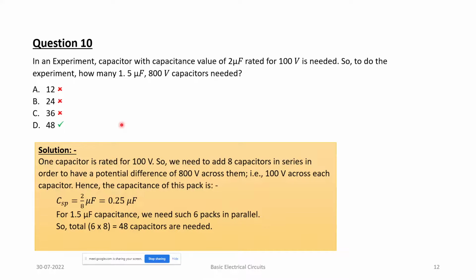Parallel. So how much parallel is needed? 6. 0.25 into 6 is 1.5. Yes sir. So how many capacitors are needed? 6 into 8, 8 in series, 6 such. So 6 into 8, 48 capacitors. Yes sir. Correct? Yes sir.